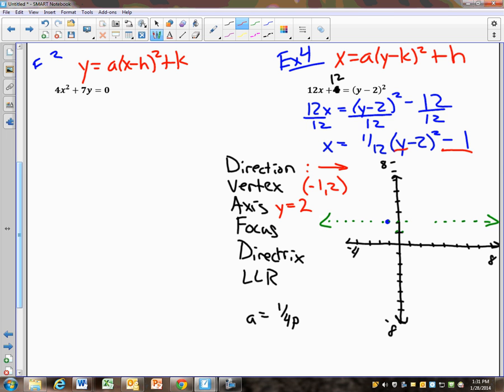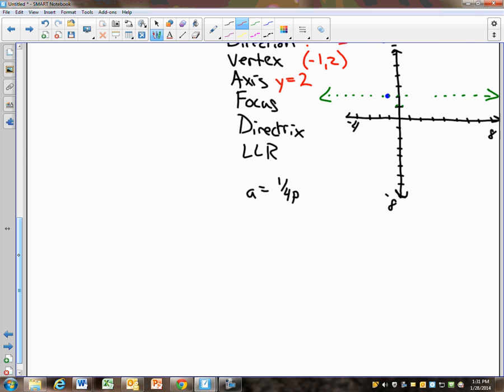I'll plot the focus. In order to plot the focus, what value do I have to find? p. I set up my equation. a equals 1 over 4p, or 1/12 equals 1 over 4p. Well, just look at it. What's p going to be? 3.